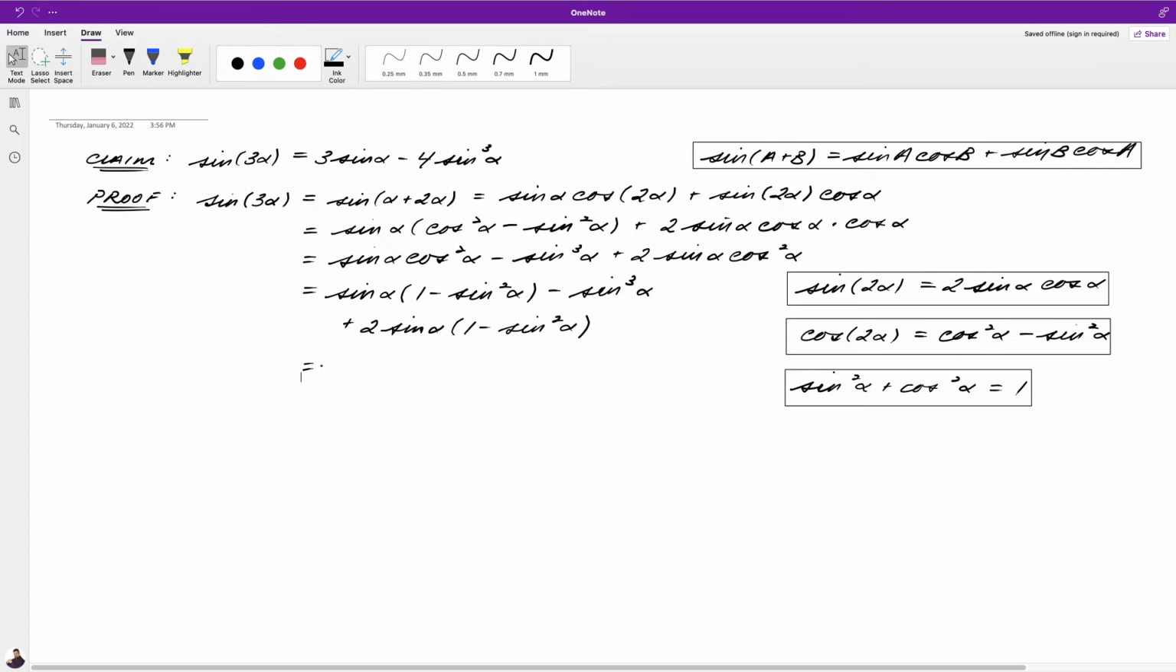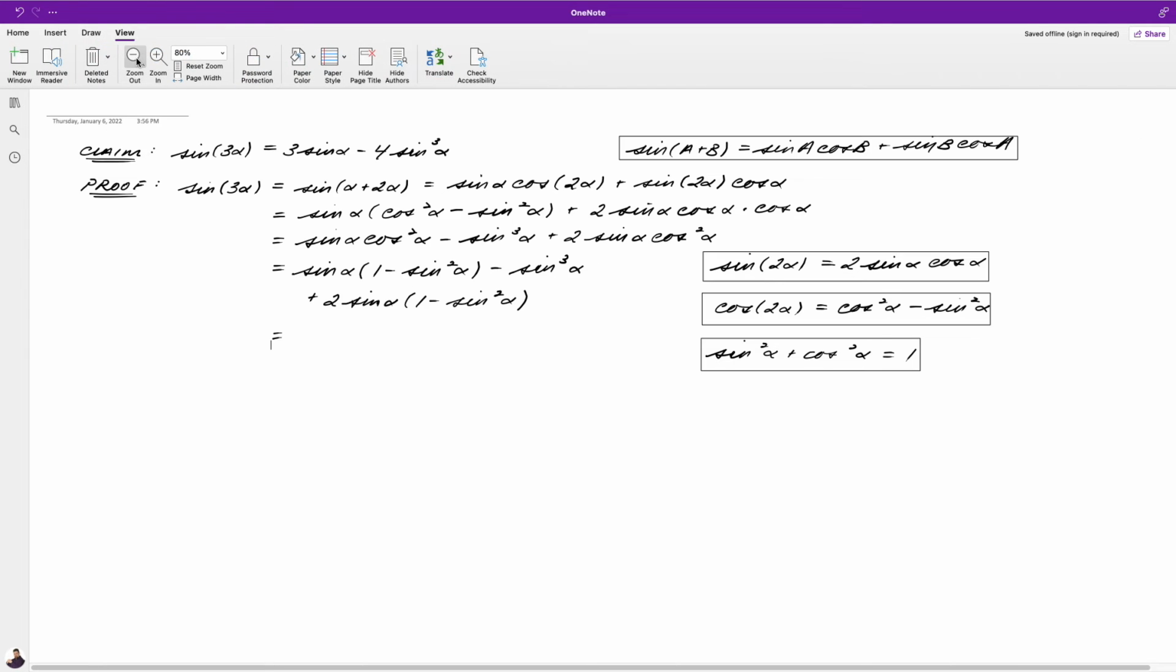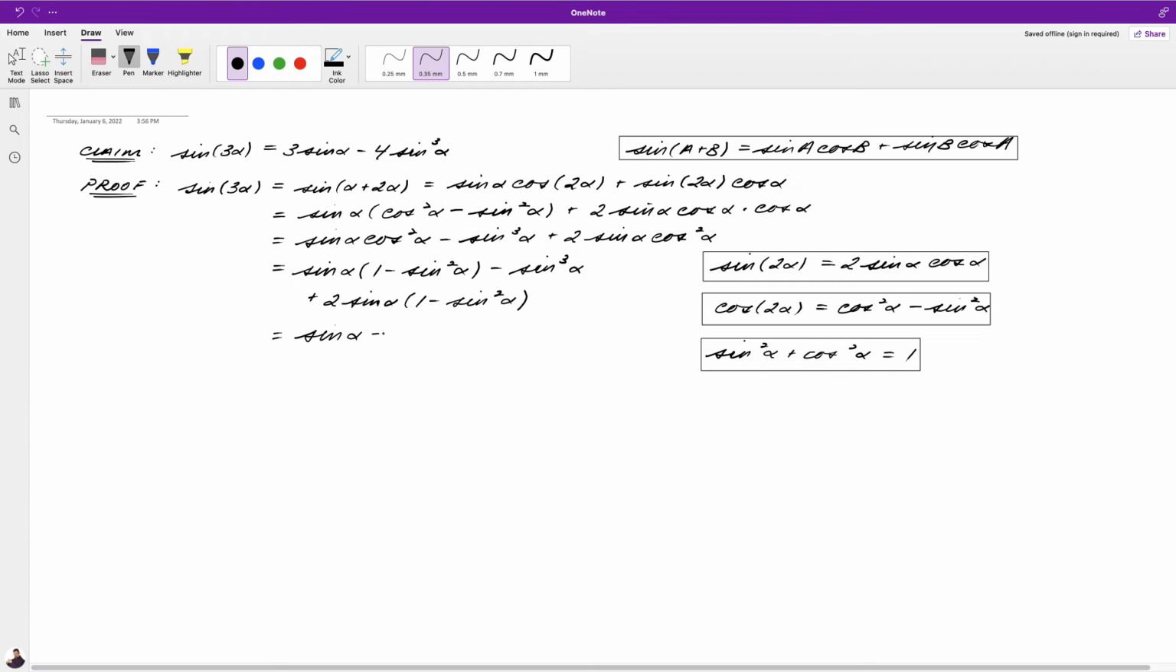Let's maybe zoom out a step. There we go. Okay, checking that. Yeah, that looks good. Let's go ahead and use the distributive property. So it's going to give us sine alpha, minus sine cubed alpha, minus sine cubed alpha again, plus 2 sine alpha, and then minus 2 sine cubed alpha there.